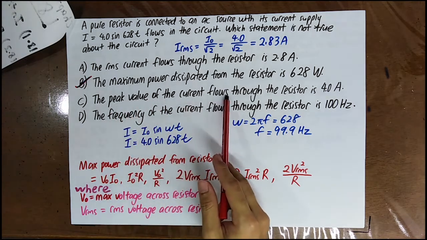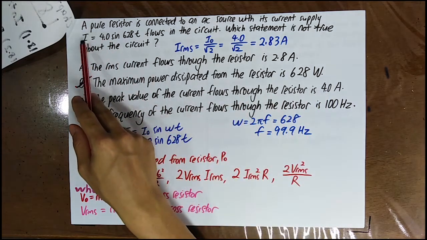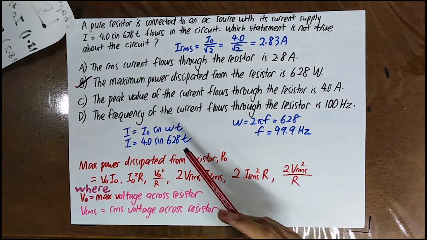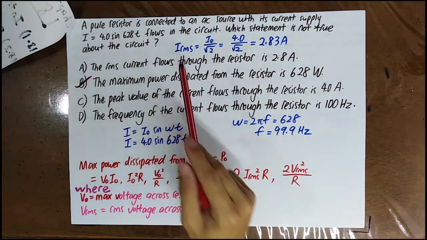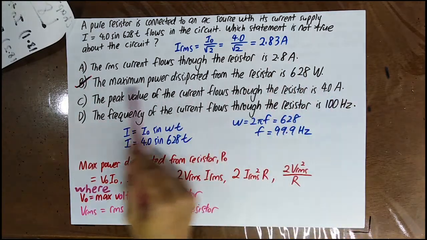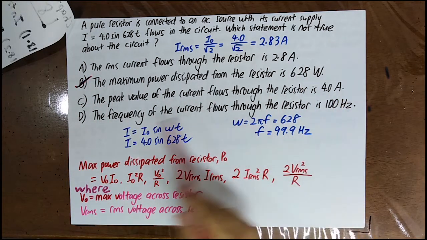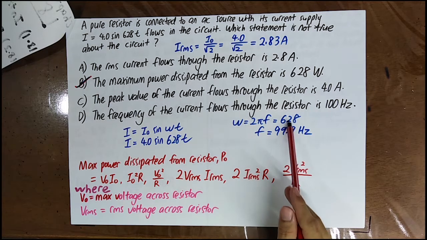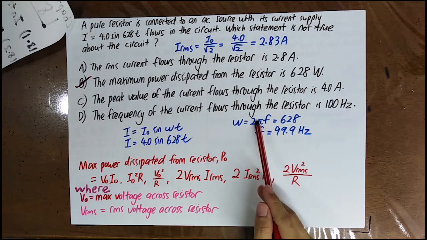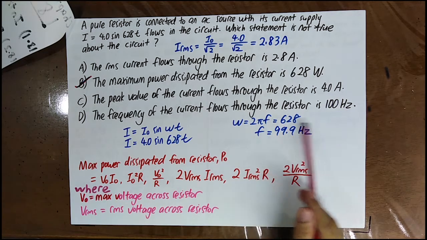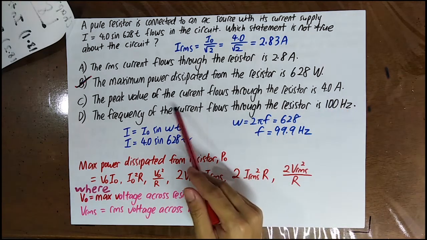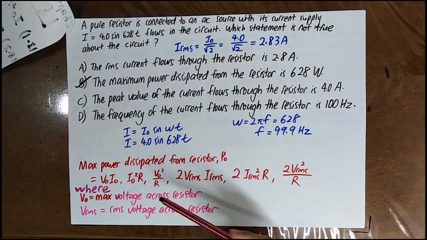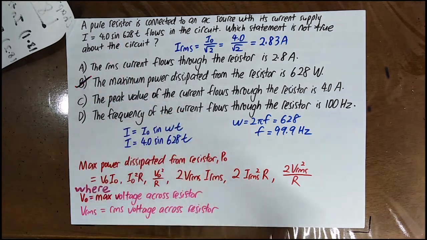The peak value of the current is 4 ampere. I equal to I0 sine omega t. I0 equal to 4, so this is 4 ampere. So we know that this must be in ampere, so these two statements are correct. The frequency of the current flows through the resistor is this. Omega equal to 628 equal to 2 pi f equal to 2 pi over capital T. So you know that frequency is like this. Yeah, it is almost 100 Hertz. So this is also correct. So we know that the only statement which is not true is B, because we totally do not know the voltage across the resistor.